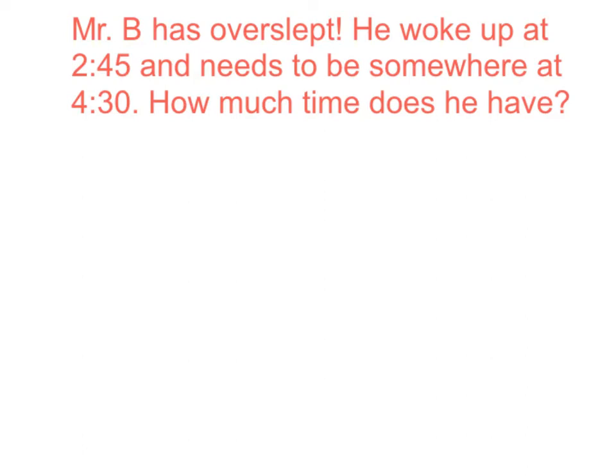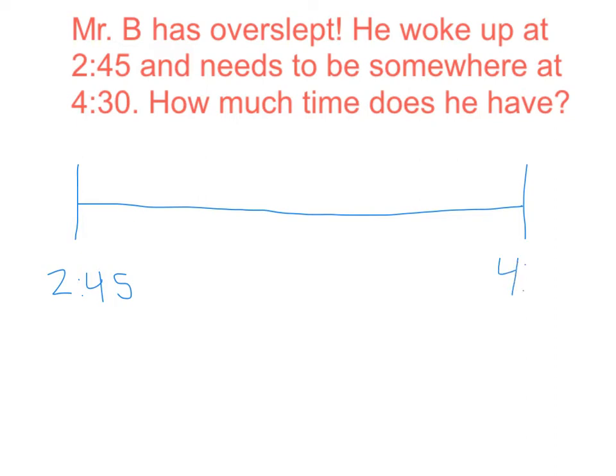Now, I know a strategy that I can use using a timeline. When I draw a timeline, I draw what kind of looks like a capital I on its side, and I put 2:45 at the beginning. And then I put 4:30 at the end, because my start time is 2:45 and 4:30 is my end time. So I put my start at the start of my timeline and I put my end at the end of my timeline. Now I'm going to go back and add in some extra lines.